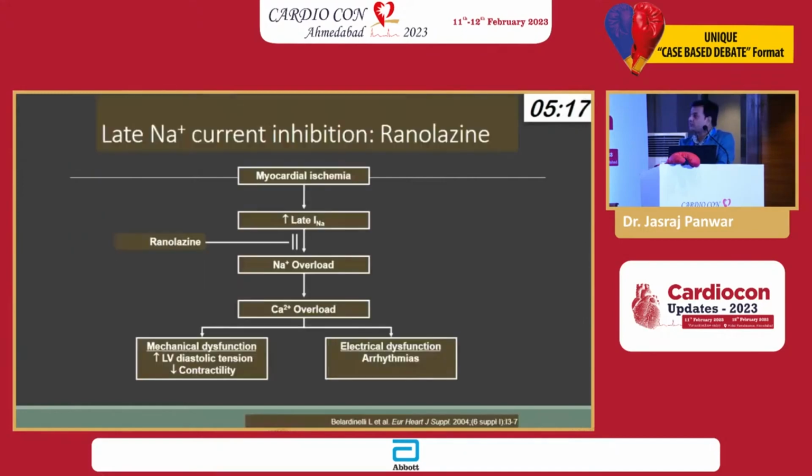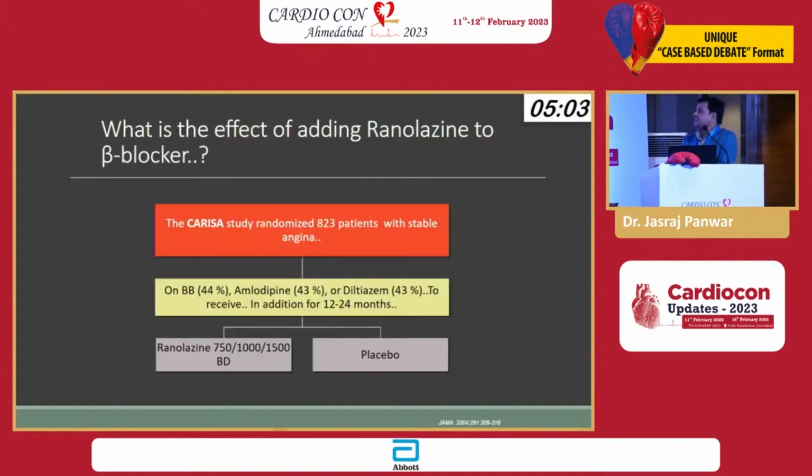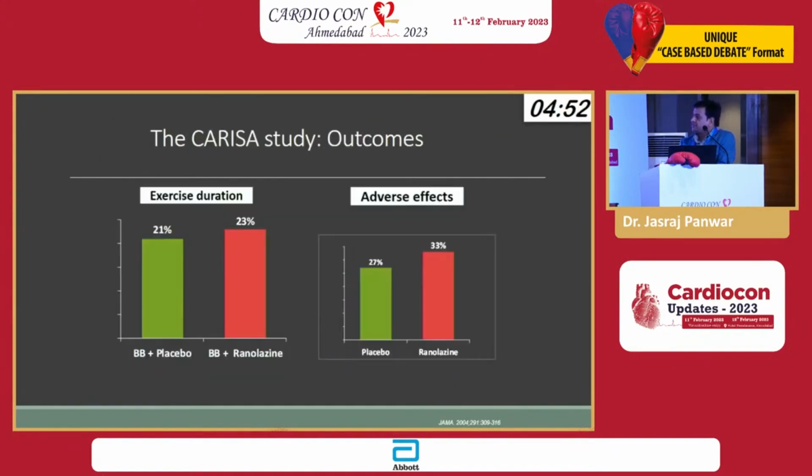So coming to ranolazine, as already discussed, it is a late sodium current blocker, and it also has an additional effect on fatty acid modification by phosphorylation. In the CARISA study, we had a great number of patients, and 80% were already on baseline treatment with beta blockers, and the heart rate was already at optimal dose. Adding ranolazine on the beta blocker, the results show that exercise duration did not differ much, like 21% and 23%, and the adverse event rate was higher, 33%, when ranolazine was added on the beta blocker.